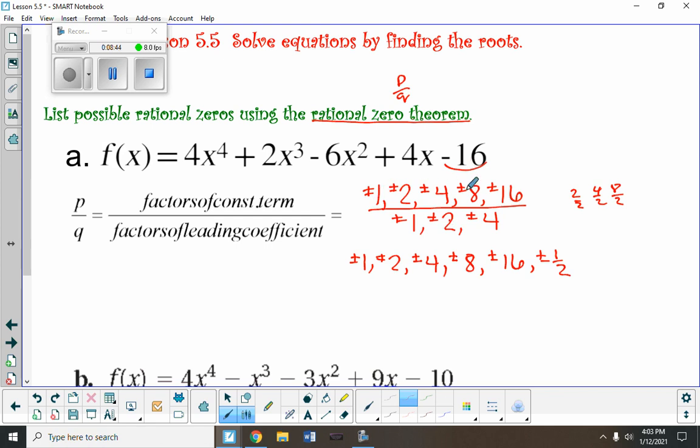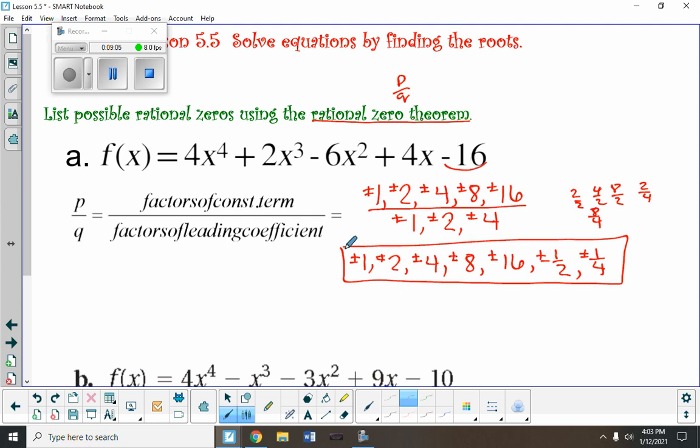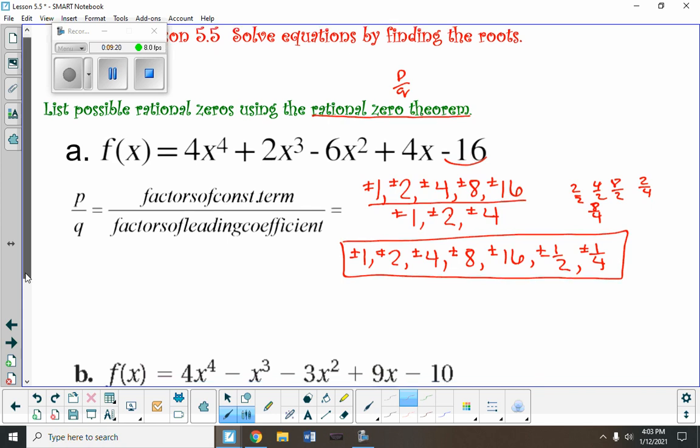Now we take all of these numbers and divide by 4. So 1 over 4. All right, now 2 over 4, that's 1/2, which is on the list. 8 over 4 is 2, which is on the list. And 16 over 4 is 4. So these are the possible rational zeros, or those are the possible roots for that equation. So what we're gonna end up doing is dividing those in until we find one that works. And luckily we've learned how to use synthetic division because that will go a lot faster.